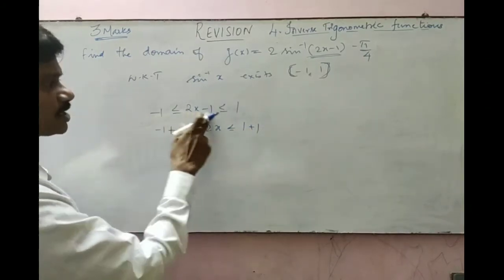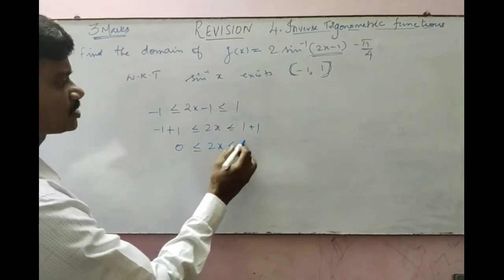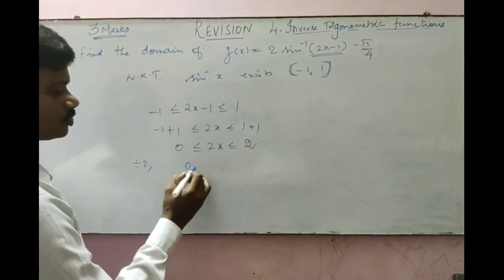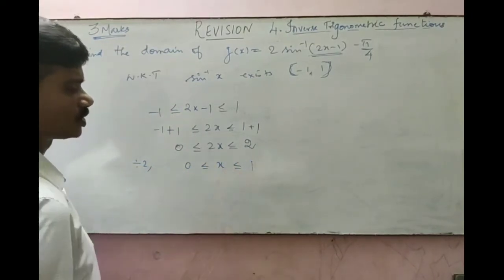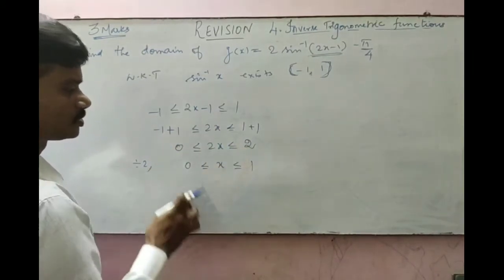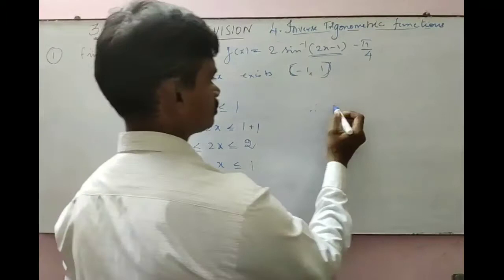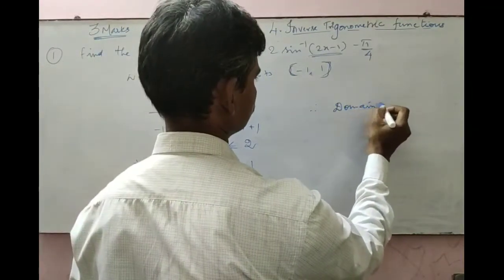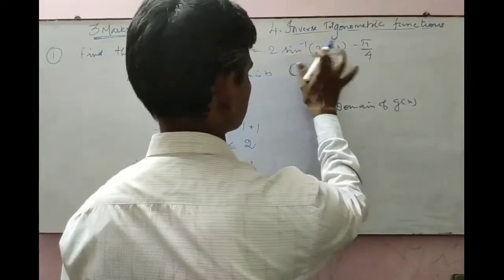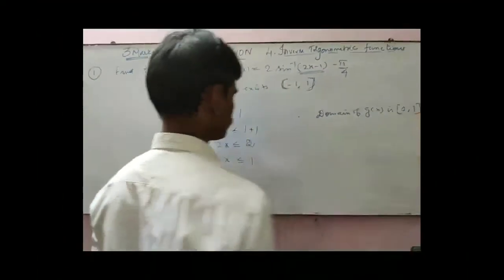Minus 1 on this side becomes plus 1, and in the same way on that side it becomes plus 1. Minus 1 plus 1 gives 0 less than or equal to 2x less than or equal to 2. If I divide this equation by 2, I will get 0 less than or equal to x less than or equal to 1. 0 divided by 2 is 0, 2 divided by 2 is 1. So x lies between 0 to 1. So therefore the domain of g of x, that is this question 2 sin inverse of 2x minus 1, lies between 0 to 1.